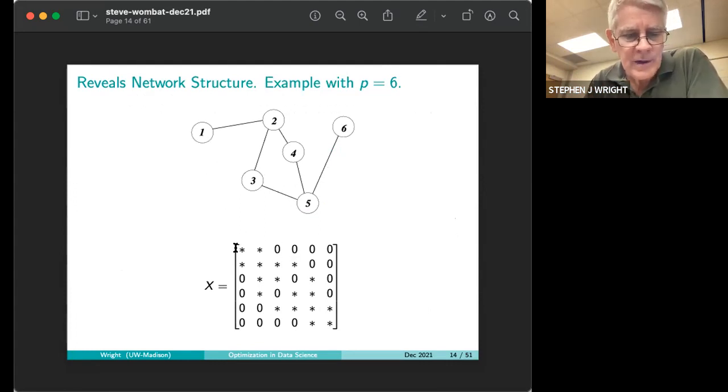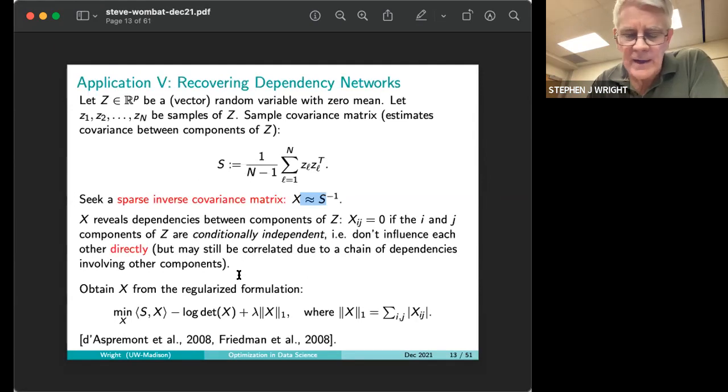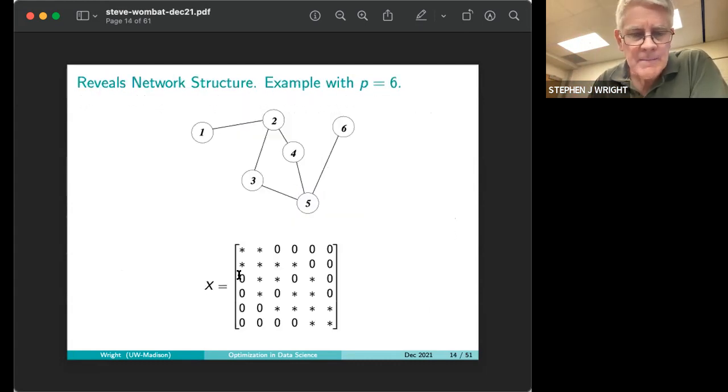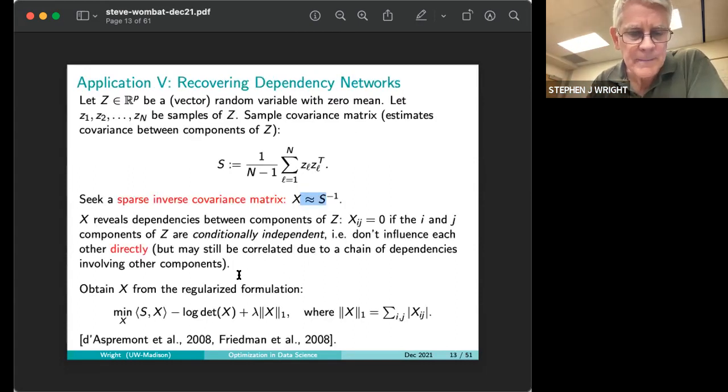So for example, if you've got a six-dimensional random variable, its inverse covariance matrix maybe has this non-zero structure, that's inferring that there's this pattern of dependencies between the components of Z. Now, if you take the inverse of X to get S, you'll find that S is completely dense. So there are correlations between every pair of elements of Z. But in fact, the way that they directly influence each other is much more sparse and much more interesting.